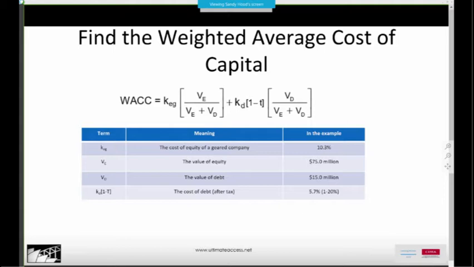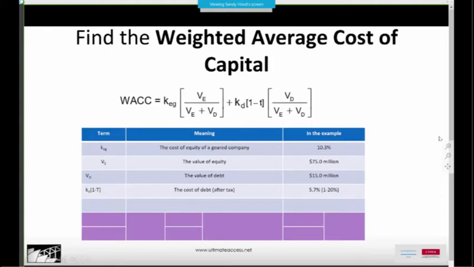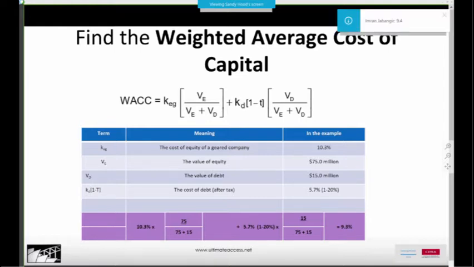We know it's 10.3% cost of equity. We know it's 75 million for the value of equity. We know it's 15 million for the value of debt. And the cost of debt, 5.7%, but times 1 minus 20%. So we begin to fit this into our formula. 10.3%, 75 over 90 effectively. And we get 9.3%. That's our weighted average cost of capital. 9.4 is fine. Well done.